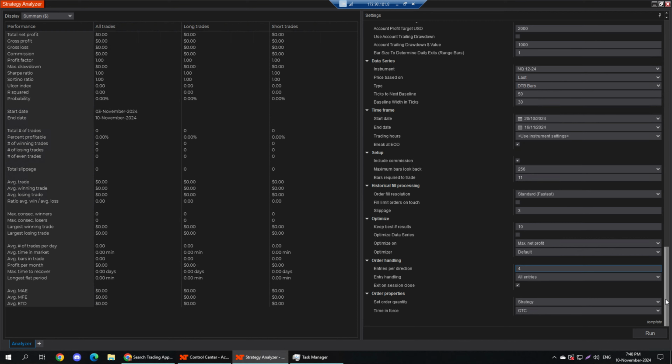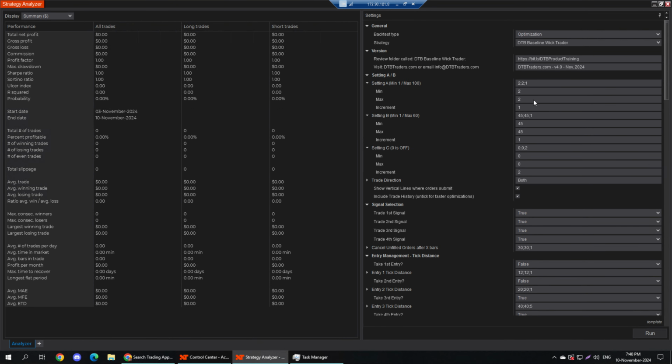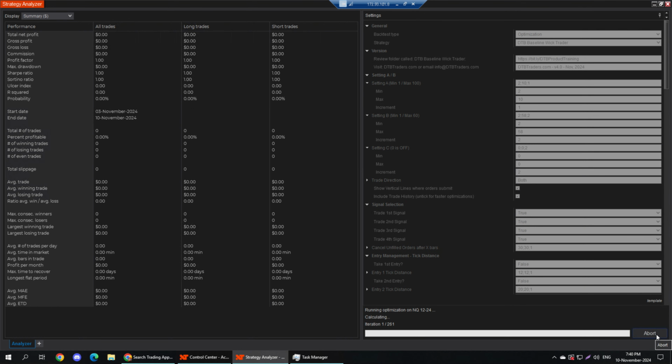Then we can scroll to the top of the screen. We've got our optimization. I'm going to run between 2 and 10, and between 2 and 58, in increments of 2. I'm just going to leave setting number C off. When it is 0, it means the strategy is only using A and B. It's not even looking at C. So I'm going to run this, and then we'll see what this looks like. This is only going to run 261 iterations.